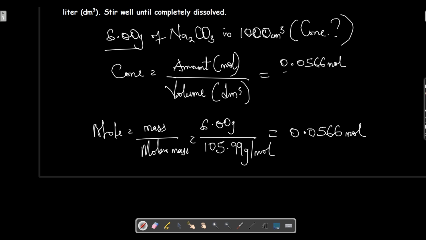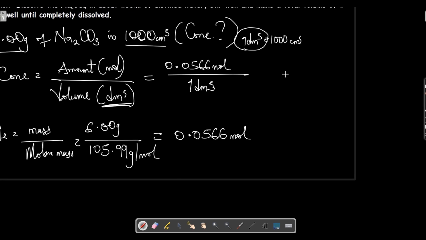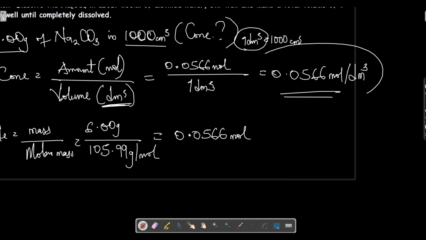Now the volume says per dm cube, which is 1000 cm cube, and take note both of them are equivalent. 1 dm cube is equivalent to 1000 cm cube. Take note our formula here is in dm cube, so we use dm cube, which means it is over 1 dm cube. Once you divide these together, you have 0.0566 mole per dm cube. So this is the concentration of Bn.